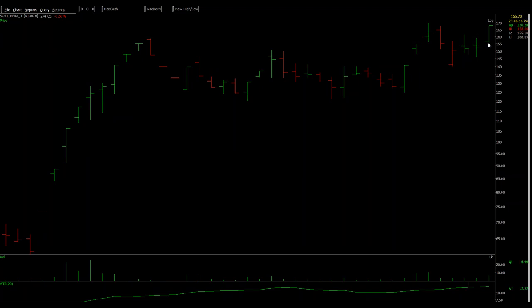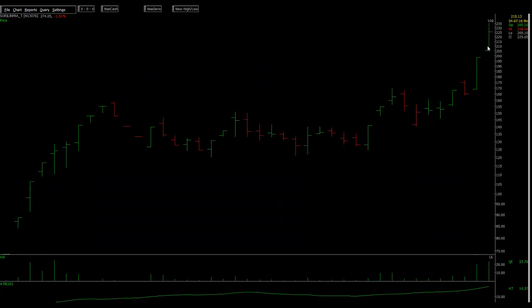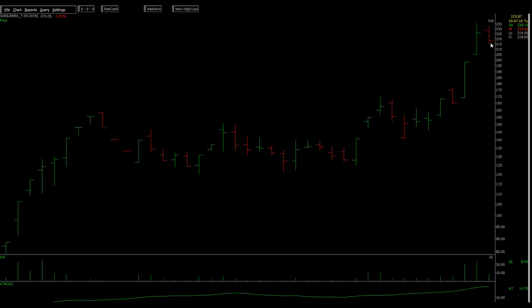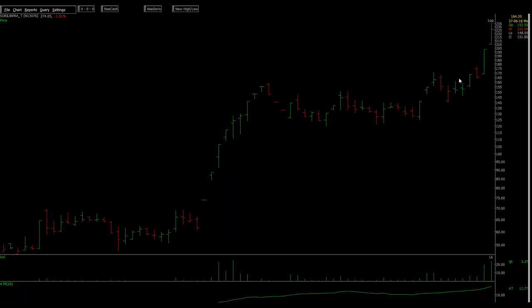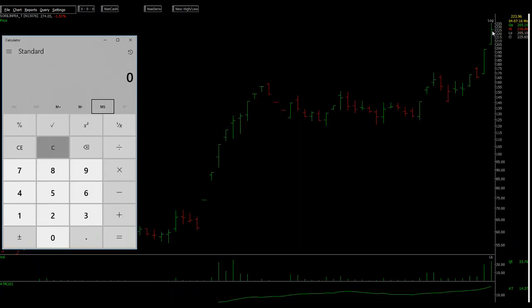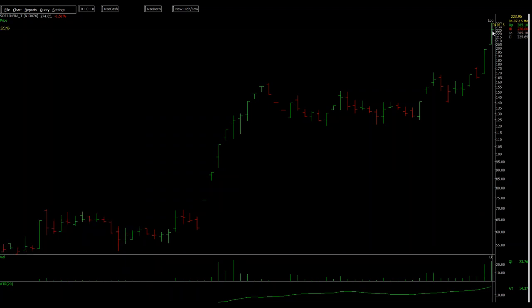It filled me the very next day and went on like this. For the next 4 days, it made a high of 235. And this is how it looked. Now you trail your stop using the same ATR calculation. The ATR value here is 14.5. Twice of it is 29. You deduct 29 from the closing price, which is 226, and it comes up to 197. That is your stop.